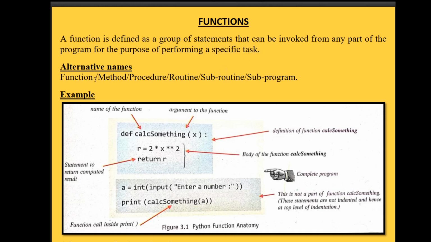Now there are some alternative names of functions also. A function is also known as method, procedure, routine, subroutines and subprogram. These terms are used interchangeably for functions.